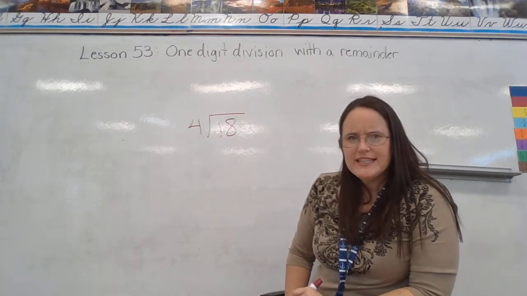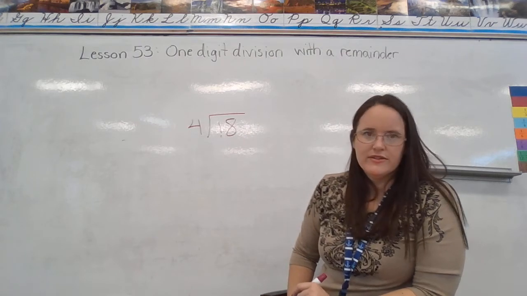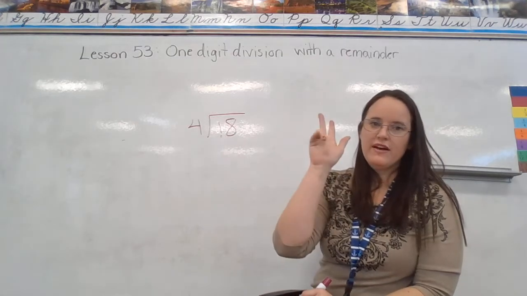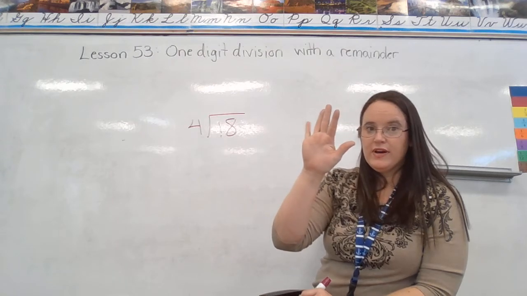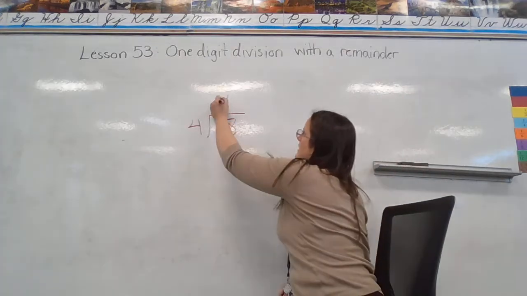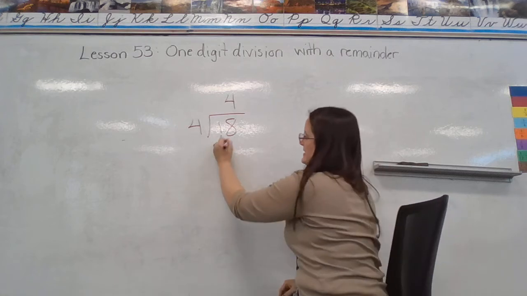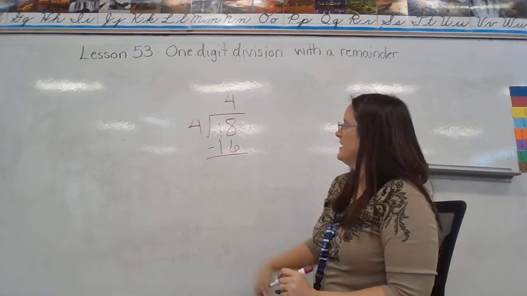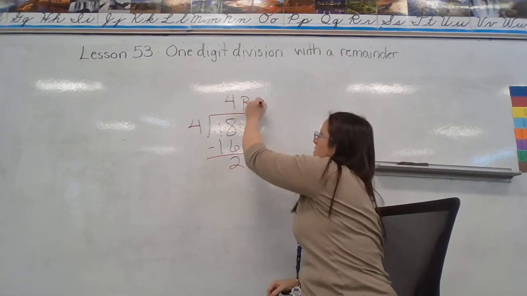Can I do 18 divided by 4? Not without a remainder. So let's see how close we can get. 4, 8, 12, 16, 20. 20 is too much, so we'll go with 4 groups of 4 we can make. 4 times 4 gives me 16. I put that number right here under the dividend. And 18 minus 16 is 2. So I have 4 remainder 2.